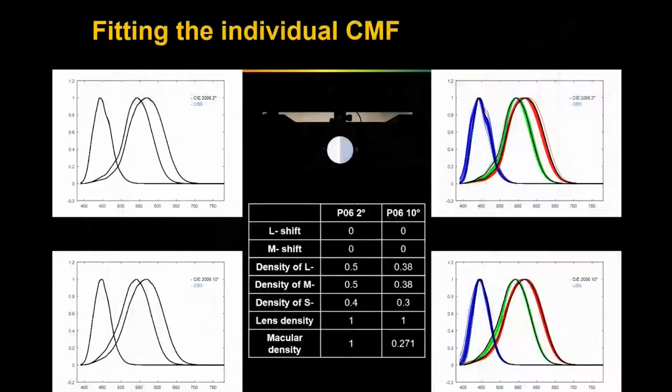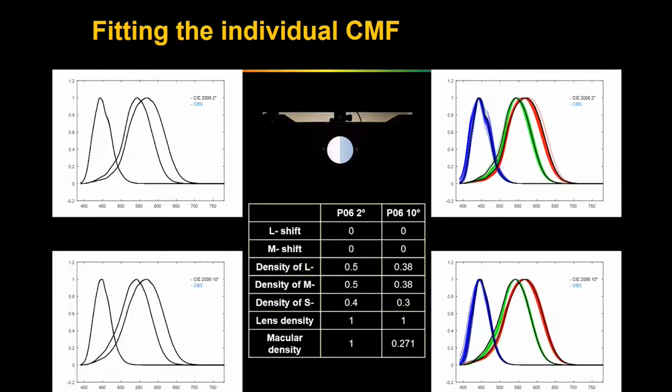So we got your matching results. On the left are the CIE 2006 2-degree and the CIE 2006 10-degree observers. These are what we call standard templates. We use the standard templates, and we modified the color matching function equation in 6 areas: the L shift, M shift, long wavelength shift, median wavelength shift, density of the LMS, the lens density, and the macular densities. So what we are saying is that everybody is different in terms of color vision. What caused these differences?